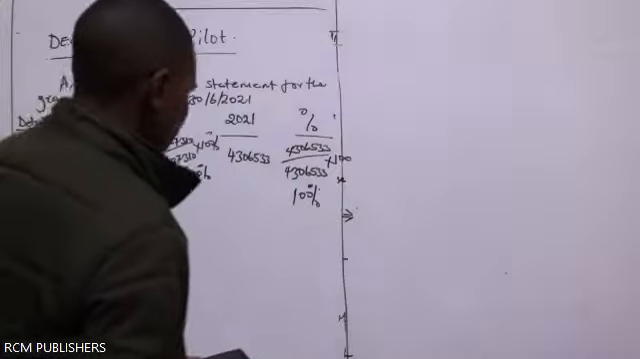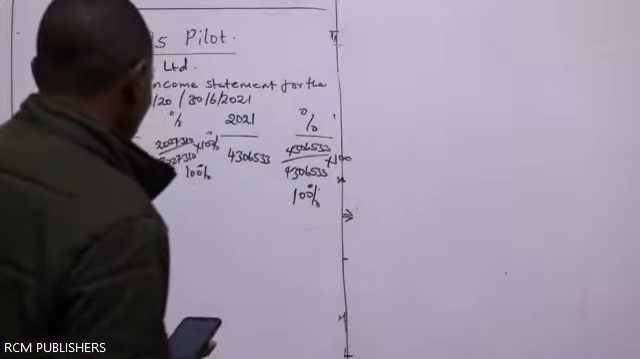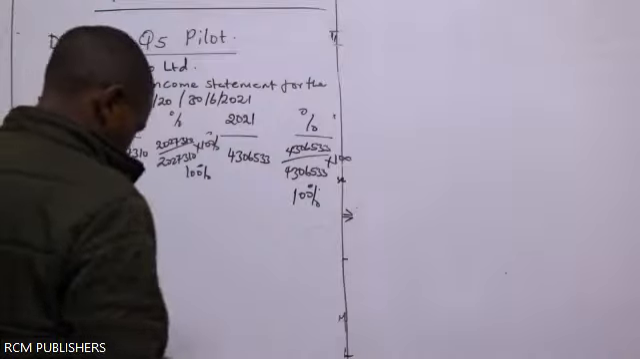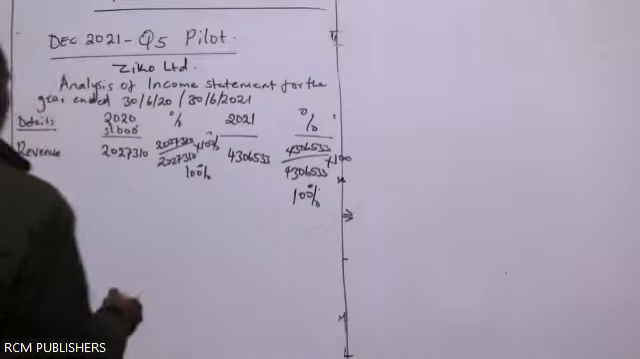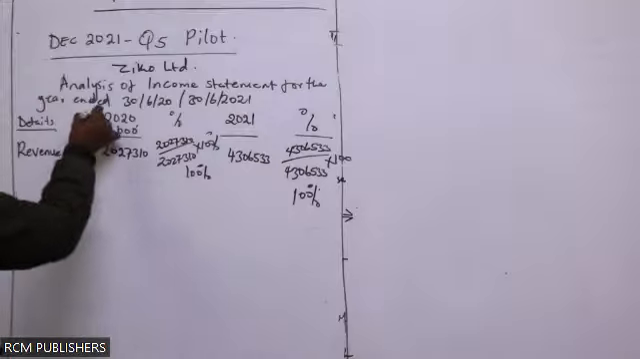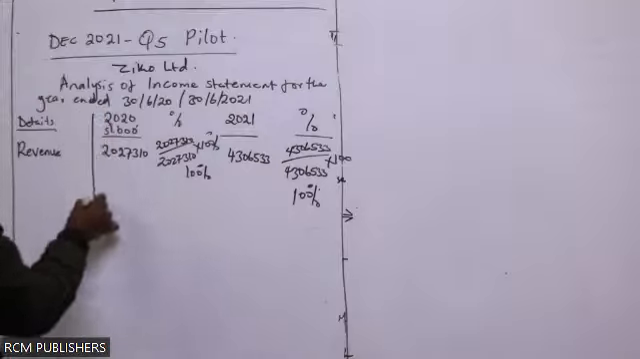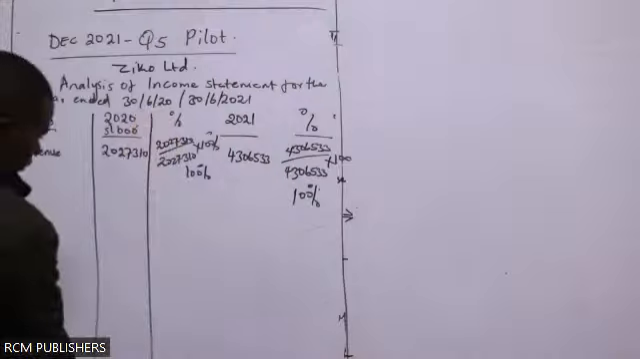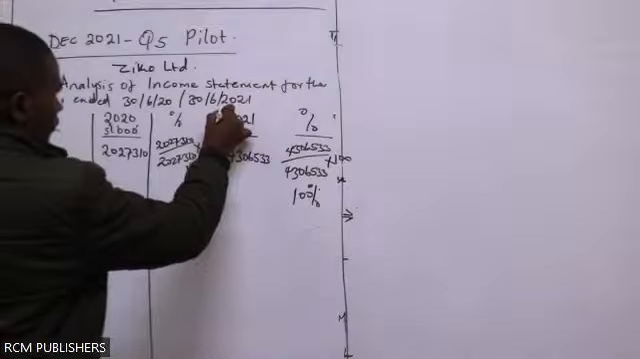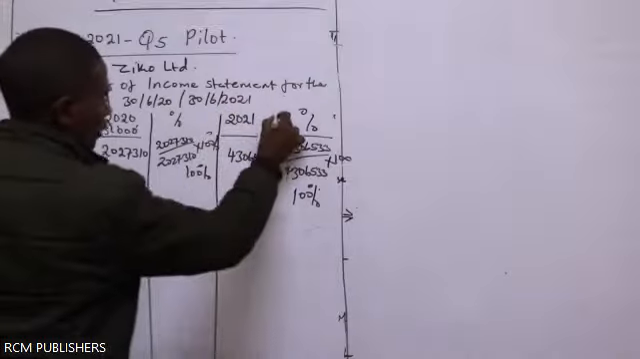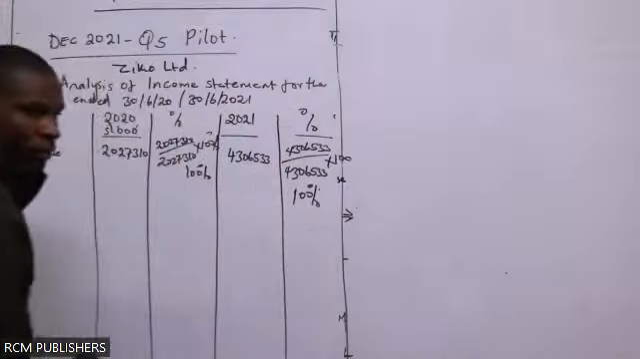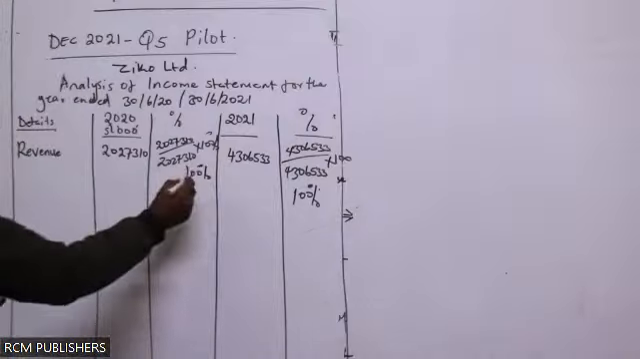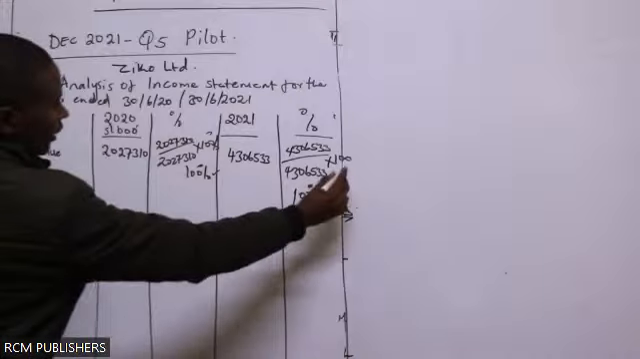So we have said that. To make your work look smarter, you can have this. Naweza kuwa na column hivyo. Inakaa smart. So revenue tumemaliza, we've seen 100%.